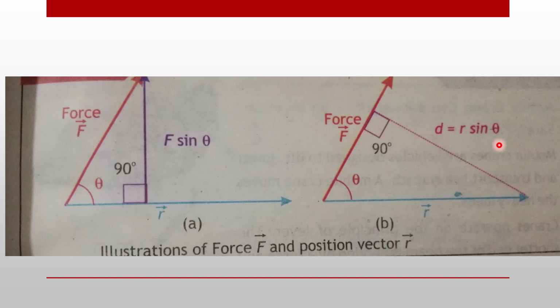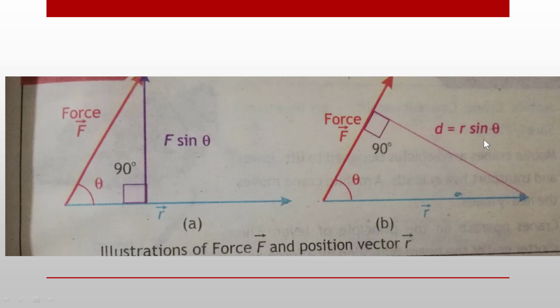It doesn't matter which approach we are using, both are correct, but most of the time this approach is used, in which we are finding the perpendicular distance between the pivot point and the line of action of force, because this is in a way a direct method. We can simply multiply the applied force with D, the moment arm. This perpendicular distance is known as moment arm, represented by D. D is equal to R sine theta.